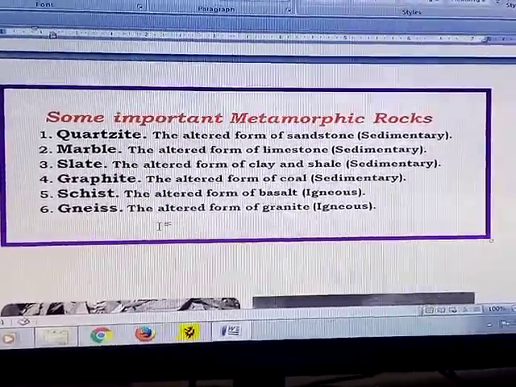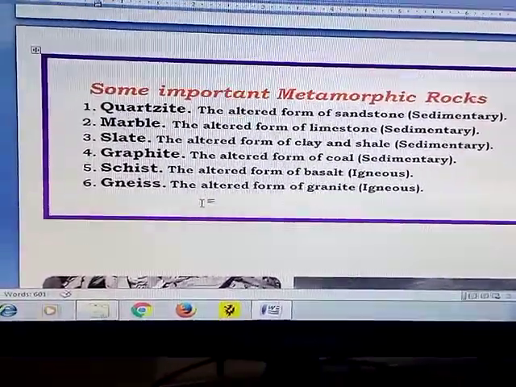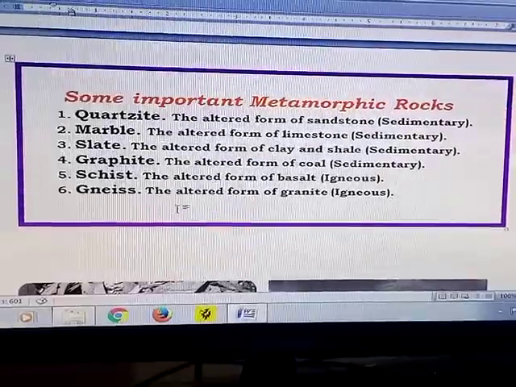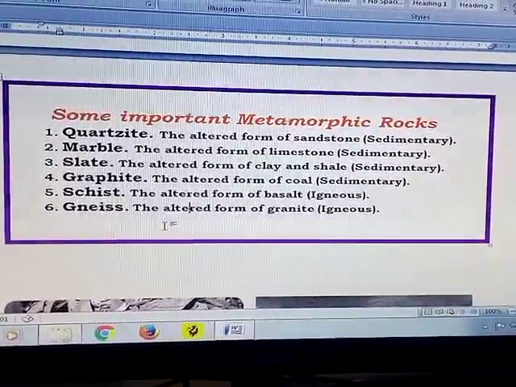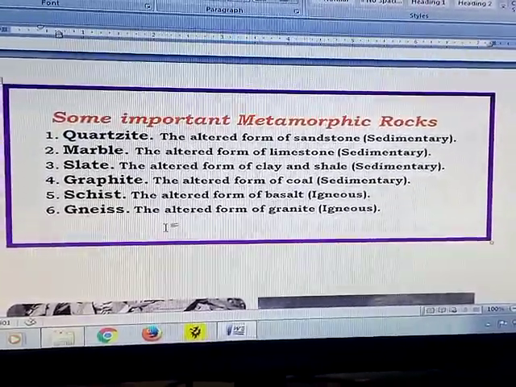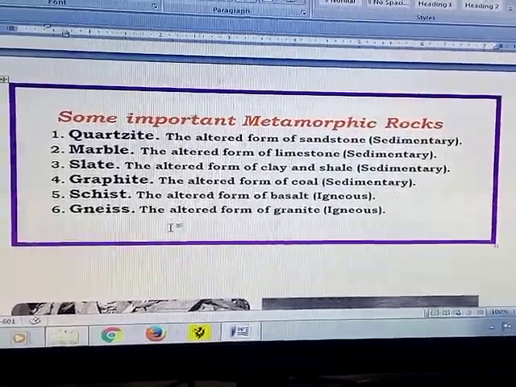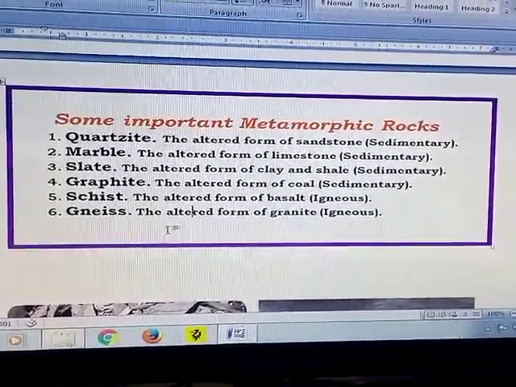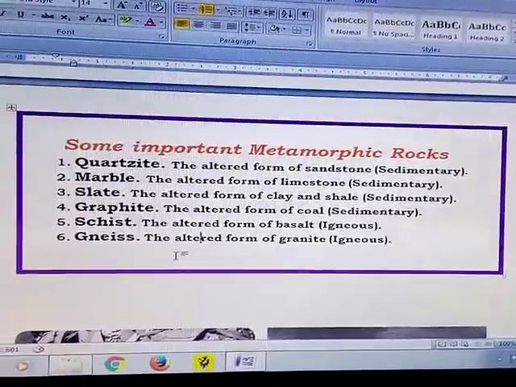Slate has also been transformed from clay and shale. They were all sedimentary rock in the beginning. Graphite, a very common example. Graphite was once upon a time coal, sedimentary rock. That means graphite is the altered form of coal. Schist is the altered form of basalt, which is igneous rock.